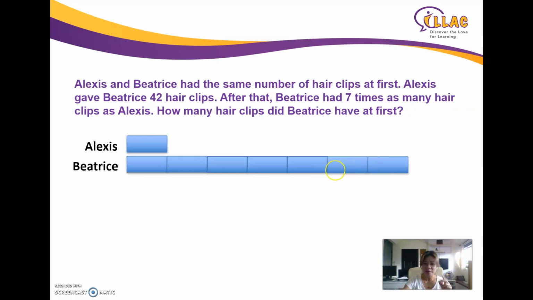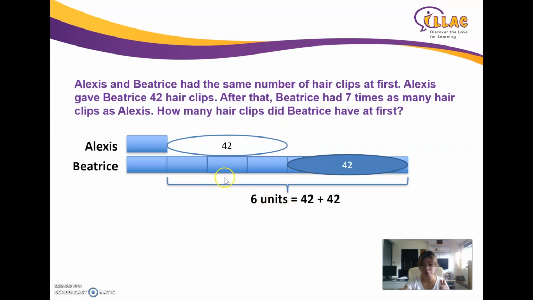Okay, so now the next thing that you need to do is figure out where the 42 is, right? Because they had the same number, so you draw Beatrice 42, and then the other half will be 42 for Beatrice. So this 42 is supposed to be here, and they are supposed to have the same. So you see an imaginary line over here where my mouse is, okay? So therefore, this entire 6 units is made up of 42 plus 42. Because if this width is 42, this width has to be 42. And so 6 units add together becomes 42 plus 42. Because they are supposed to be the same. Okay, so 6 units equals 42 plus 42 equals 84.